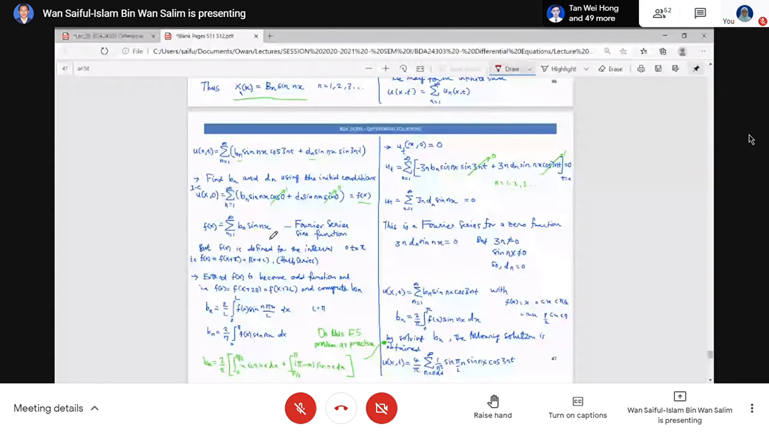I'm going to skip this part first. We'll evaluate b sub n later. Now, what about d sub n? We use the other initial condition. The second initial condition says that u sub t at t equals 0 is equal to 0. That is, the velocity of the string at t equals 0 is equal to 0. So we use this information to find our d sub n.